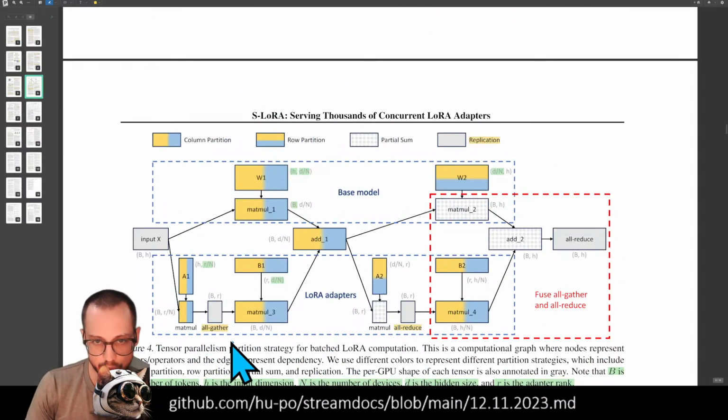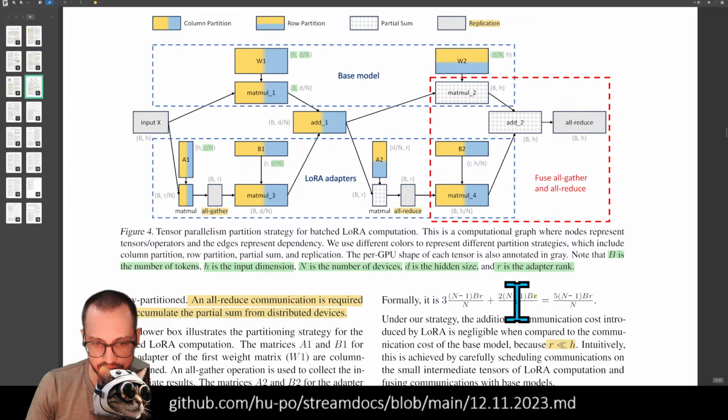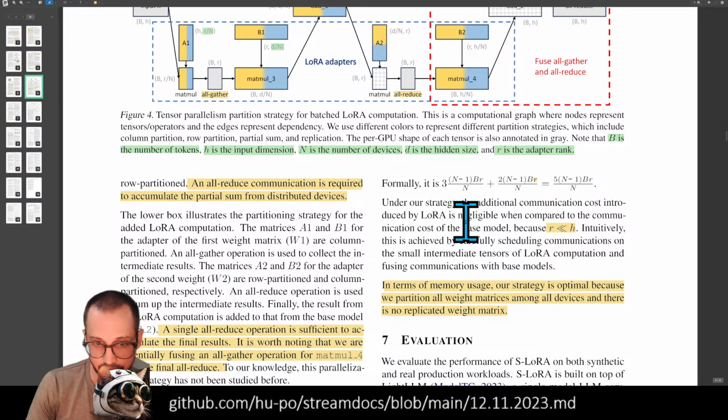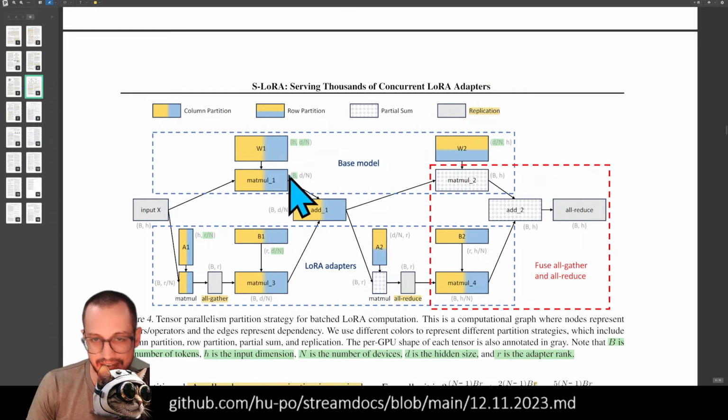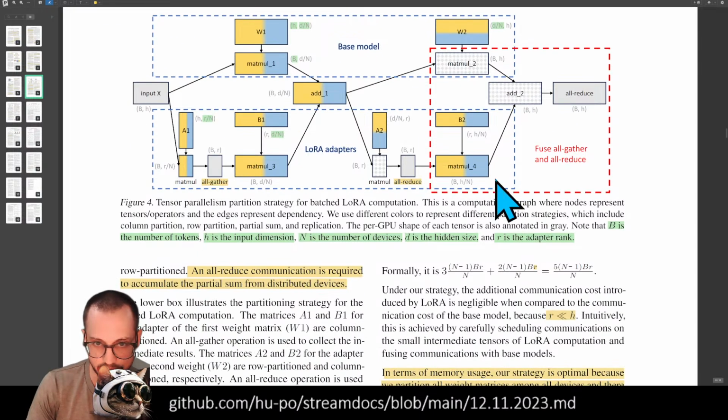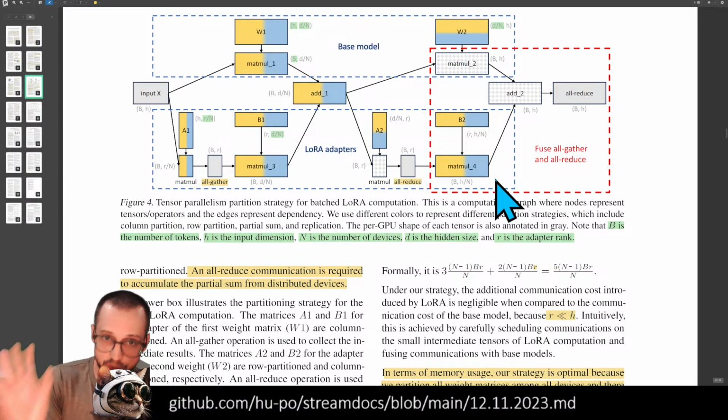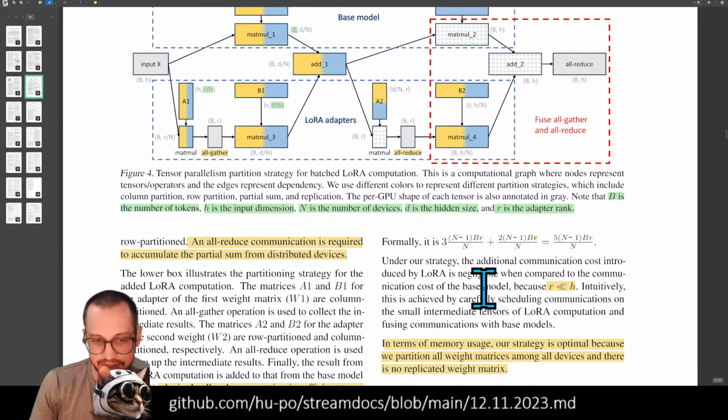And part of the reason why this works faster is because the communication overhead of communicating the intermediate results of these LoRA computations is actually much smaller than the total time it takes to do the base model computation. So you can do a little bit of communication while the other GPU is working on the base model, and in that way, you end up getting a faster system overall.